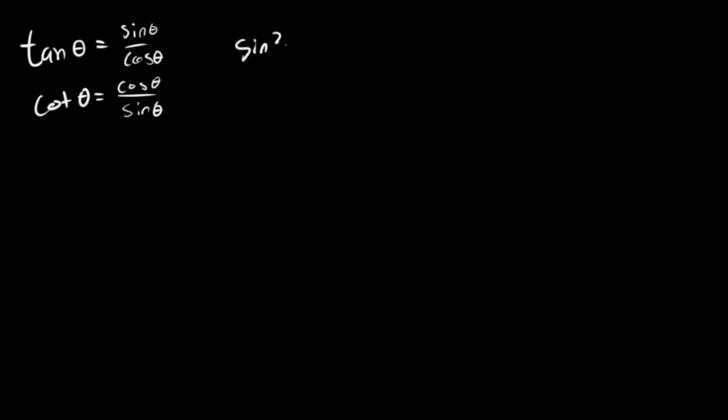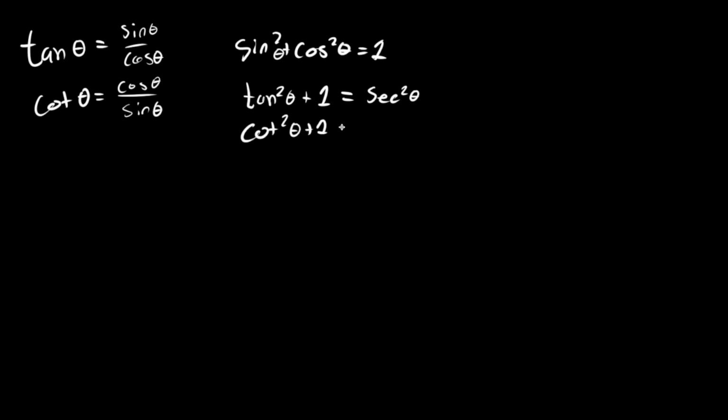Everybody. Today we're going to be talking about our Pythagorean identities and where they come from. So we're going to be talking about tan theta equaling sine theta over cosine theta, cotangent theta equaling cosine theta over sine theta, sine squared theta plus cosine squared theta equaling 1, then tan squared theta plus 1 equaling secant squared theta, and cotangent squared theta plus 1 equaling cosecant squared theta. So where do all these come from?